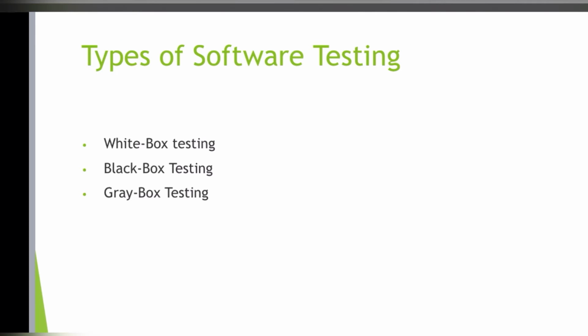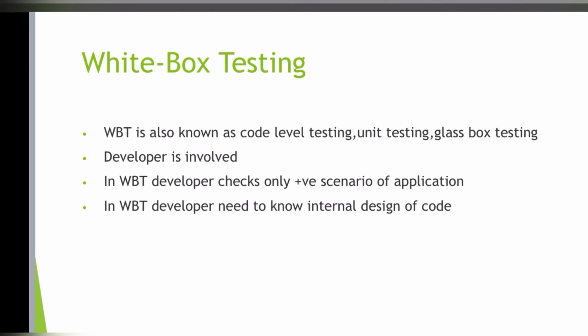Types of software testing. First is white box testing. White box testing is also known as code level testing, unit testing, glass box testing, and the developer is involved in this testing. In white box testing, the developer checks only the positive scenario of our application. In white box testing, the developer needs to know the internal design of the code. So now I will explain white box testing in detail.